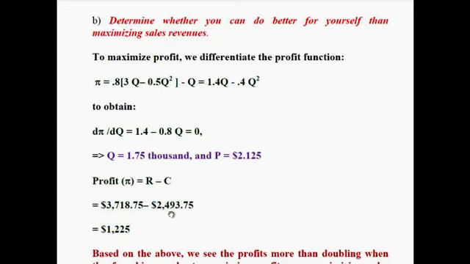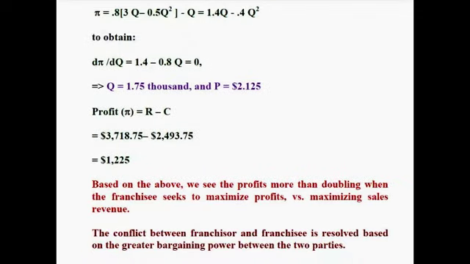$3,718.75. Our costs are going to be $2,493.75, so that the profit is going to be $1,225. $1,225 is more than twice as much as the $600 we earned when we maximized sales revenue and took whatever profit came as a consequence of that calculation. So clearly maximizing profit does better for the firm.